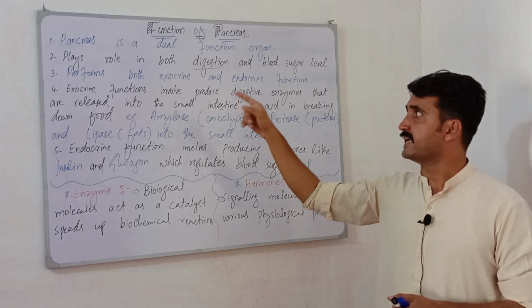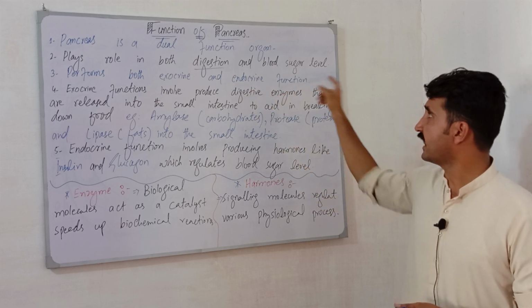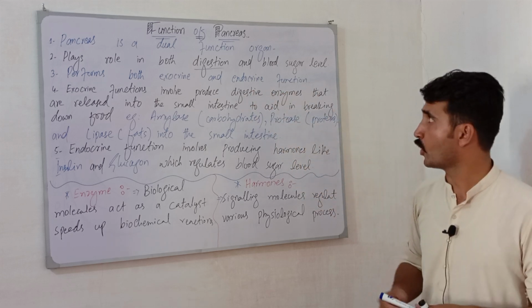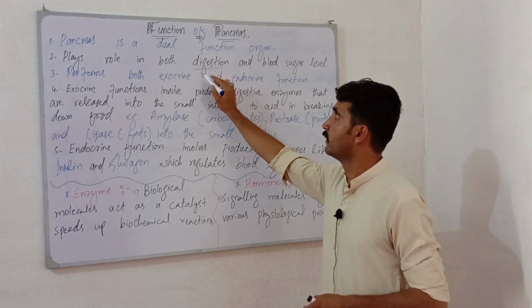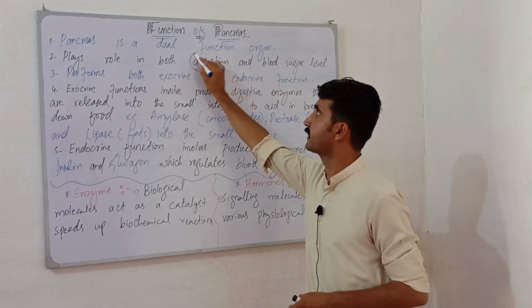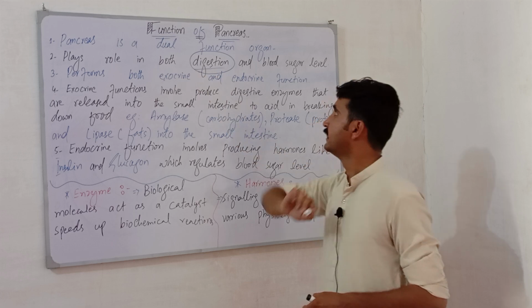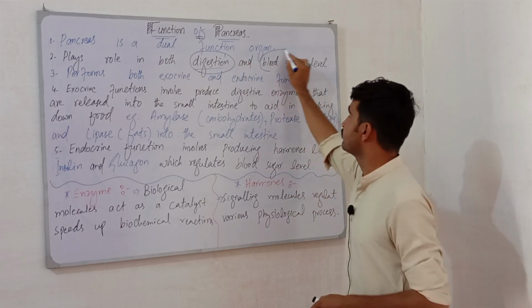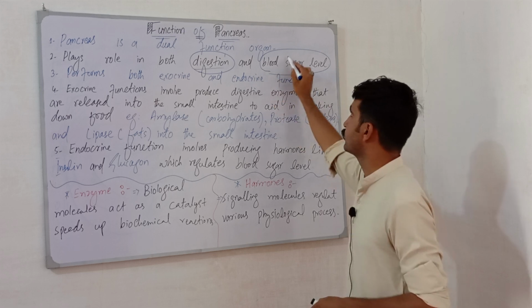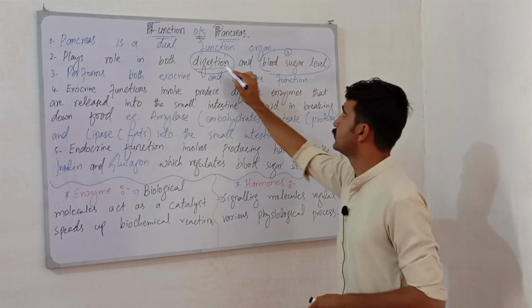Number 2 point: it plays a role in both digestion and blood sugar level. So here we can explain the first point with the help of the second point. First one is digestion, and the second function is that it maintains or regulates the blood sugar level.